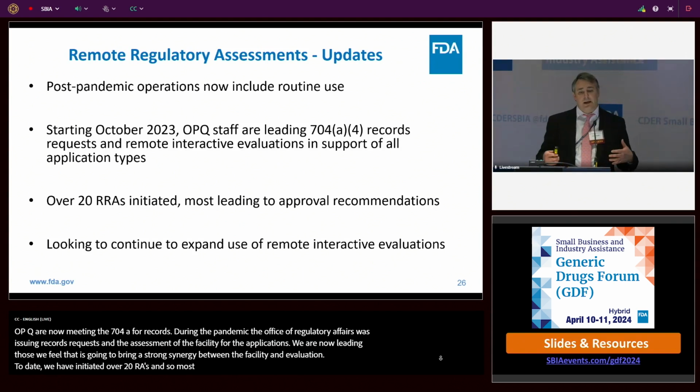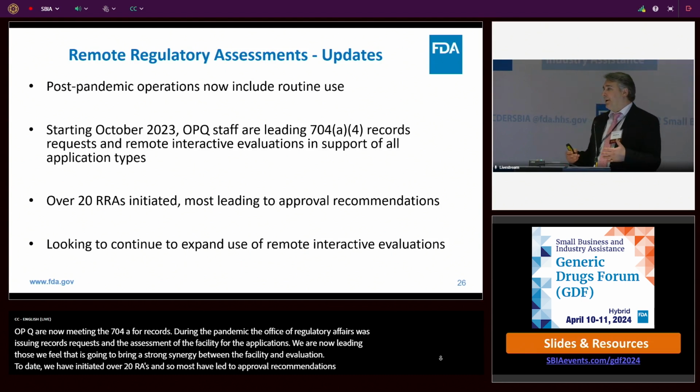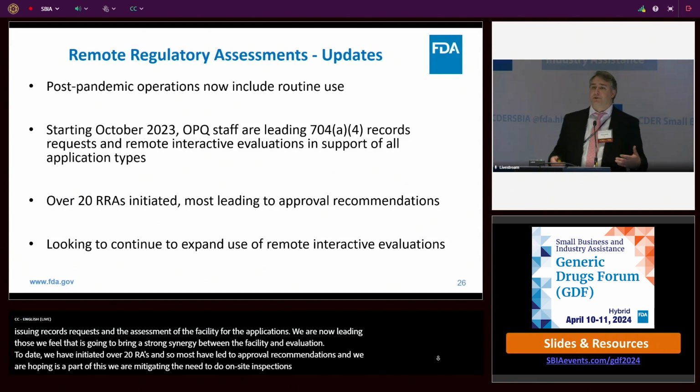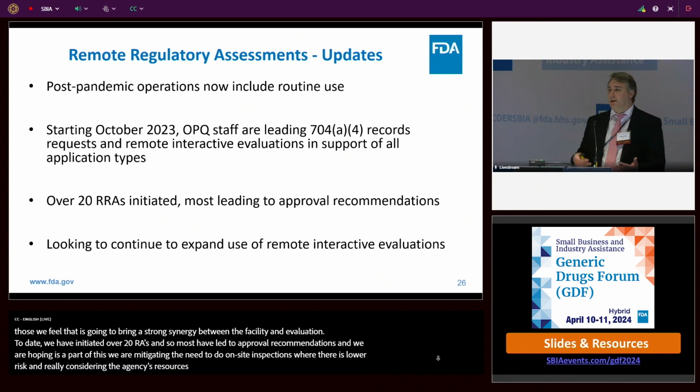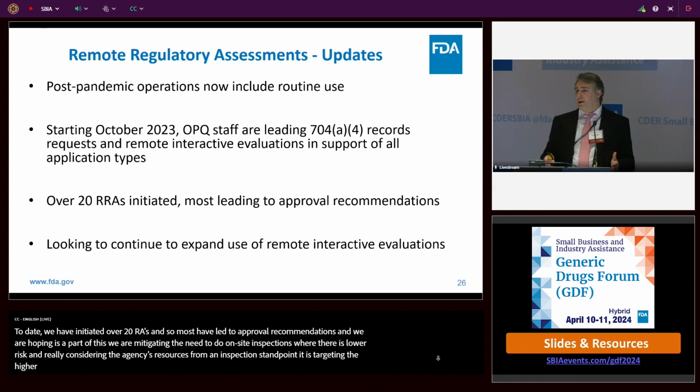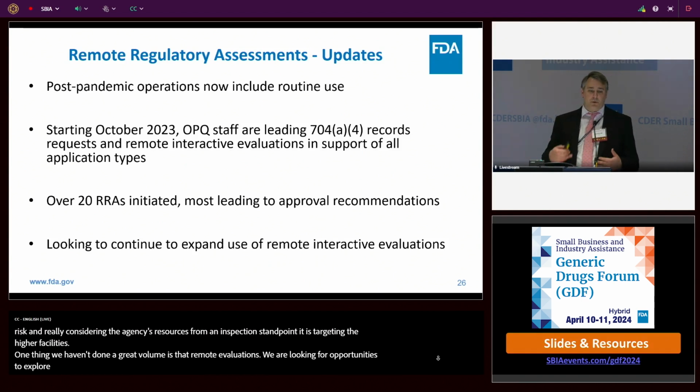We're really hoping that as a part of this, we are mitigating the need to do on-site inspections where feasible, where there is lower risk, and really conserving the agency's resources from an inspection standpoint, and targeting the higher risk facilities. One of the things that we haven't done in great volume is the remote interactive evaluation. So we're continuing to look for opportunities to explore that voluntary remote interactive evaluation experience, leveraging what we're learning from various ongoing initiatives.